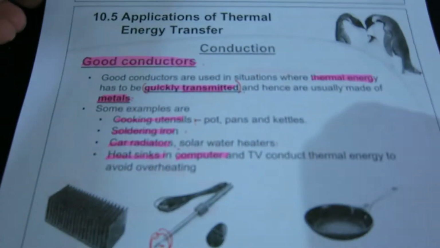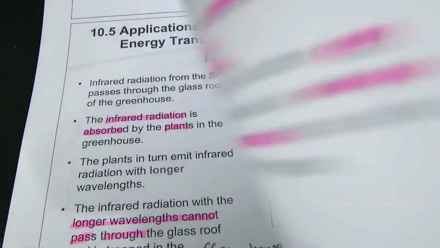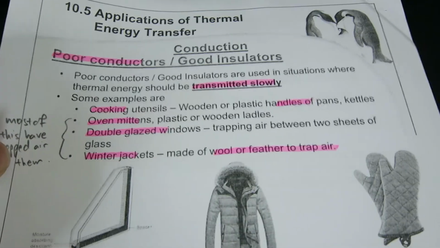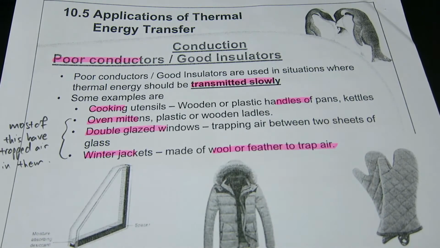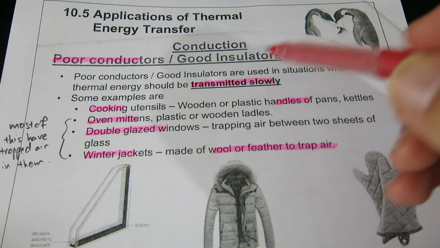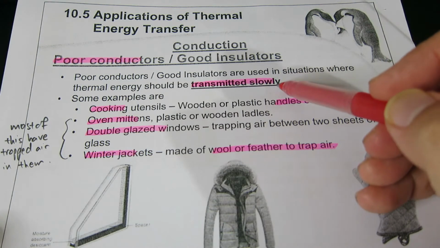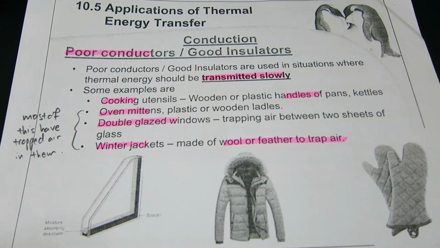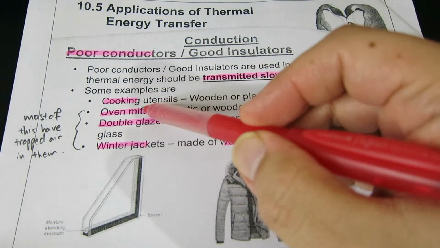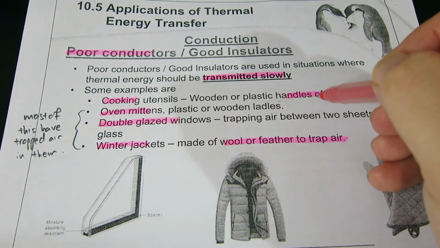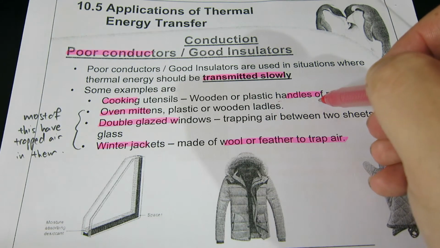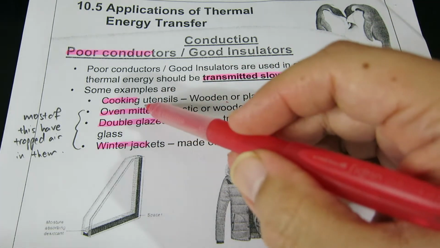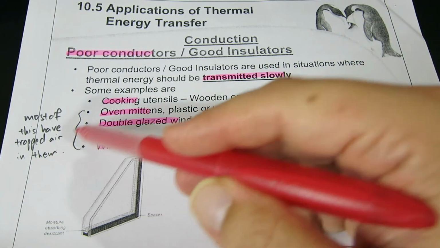Alright, so apart from good conductors, you also want applications where you have poor conductors or good insulators. So in applications where you need thermal energy to be transmitted very, very slowly, we use things that have a lot of air in them. For the portions of the cooking utensils that you need to touch, you of course don't want them to be as hot as the metallic parts where you're cooking. So that's why we use wooden or plastic handles. Oven mitts have a lot of trapped air inside.